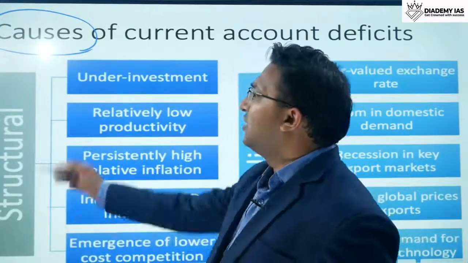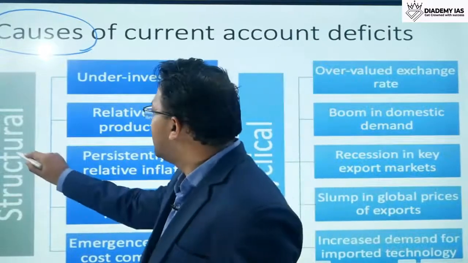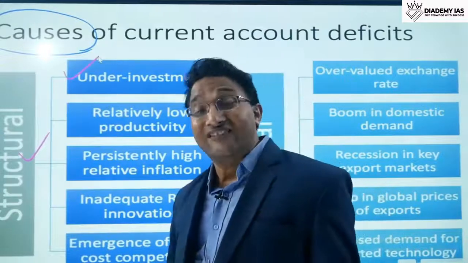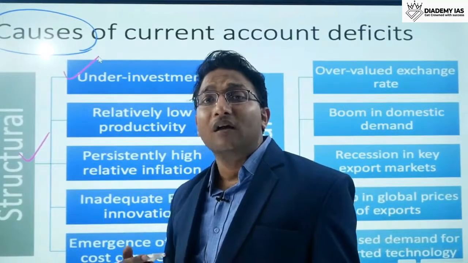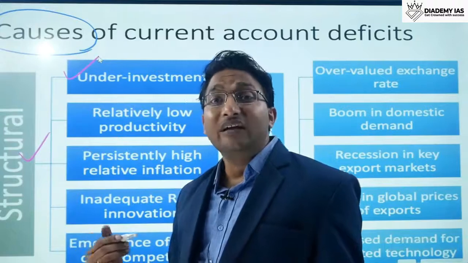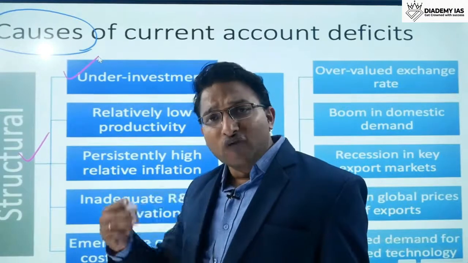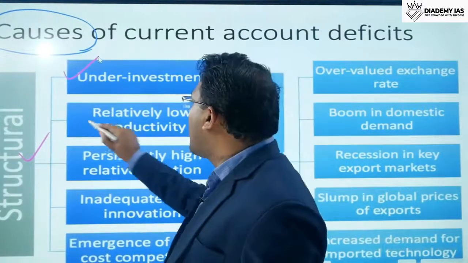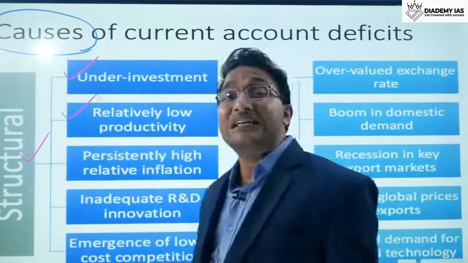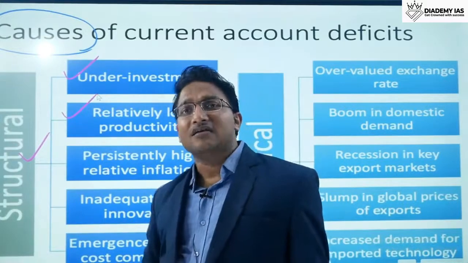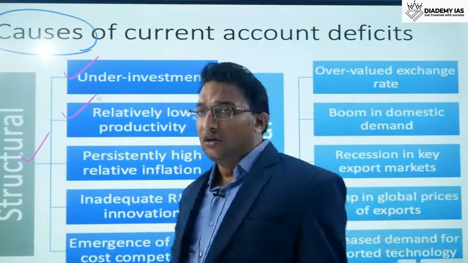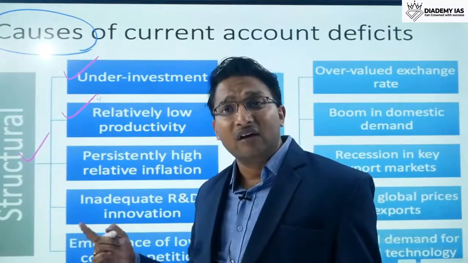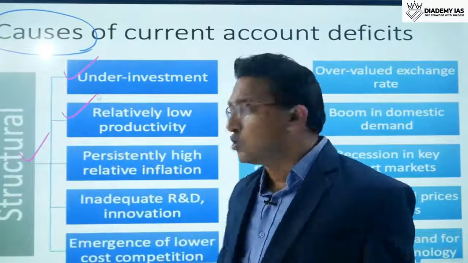Now coming to the structural causes. So structural causes include, first of all, underinvestment. Our infrastructure is very, very poor. We are not able to provide cost-effective electricity. The condition of roads is very poor. So because of all that, the cost of production increases. Relatively low productivity. Our labor is not that much skilled, right? There is huge rigidity in the labor laws. So because of that, the labor productivity is very, very low. Not only the labor productivity, but the technology productivity is also very, very low.